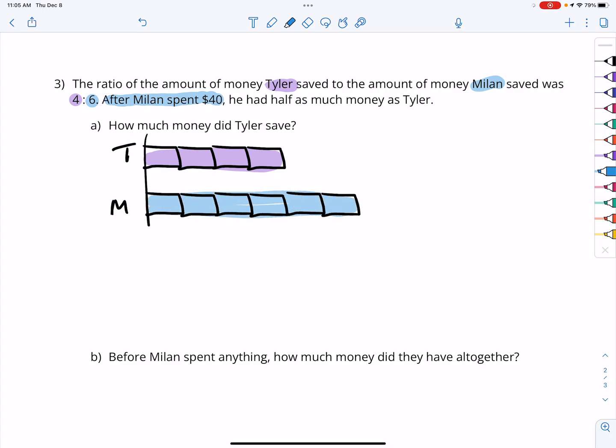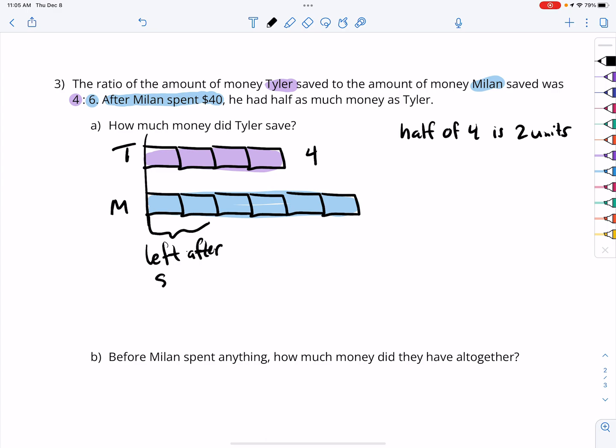So once we're done, Millen needs to have half as much money. So if Tyler has 4 units, I know that if Millen's going to have half of that number of units, it's going to be 2 units. So that means Millen is going to have to be left with this many units after spending, because then he would have half as much money as Tyler. So that must mean that Millen spent, this here is the amount that he spent, and that has a value of $40.